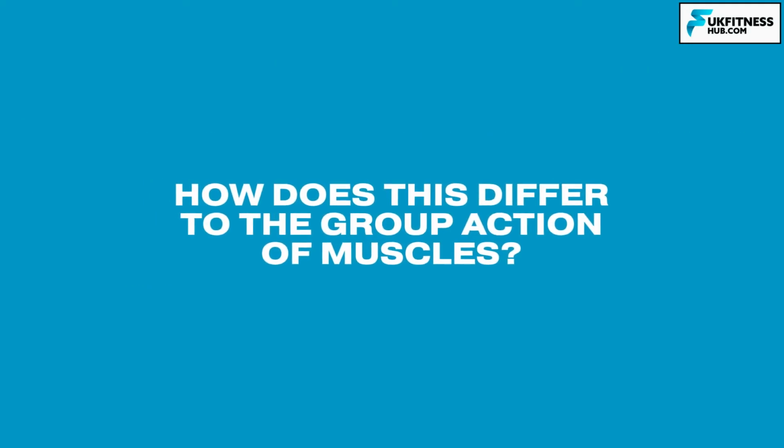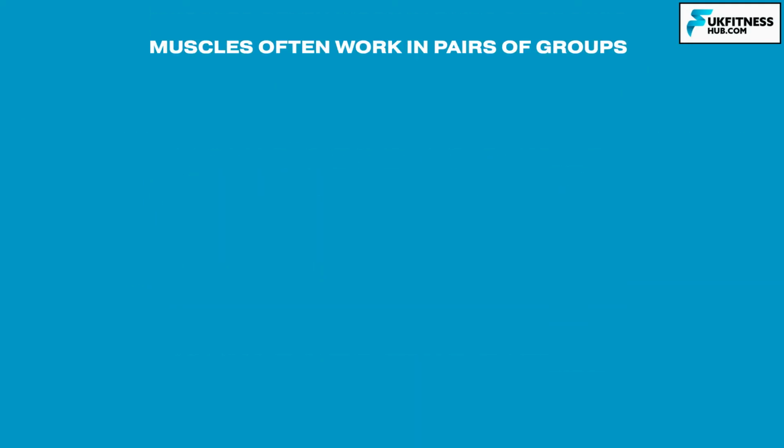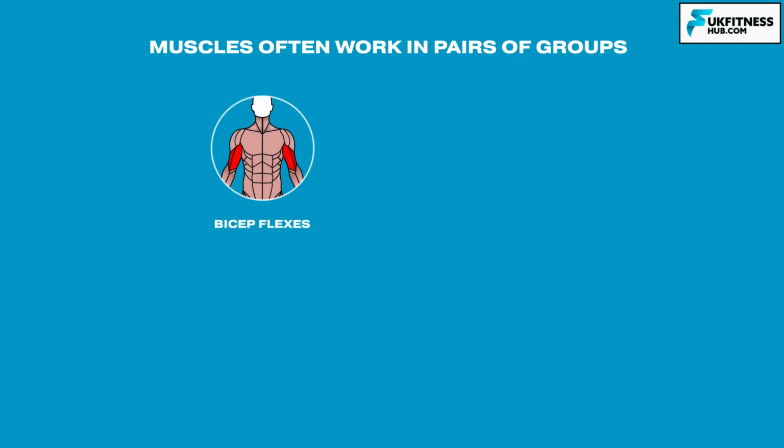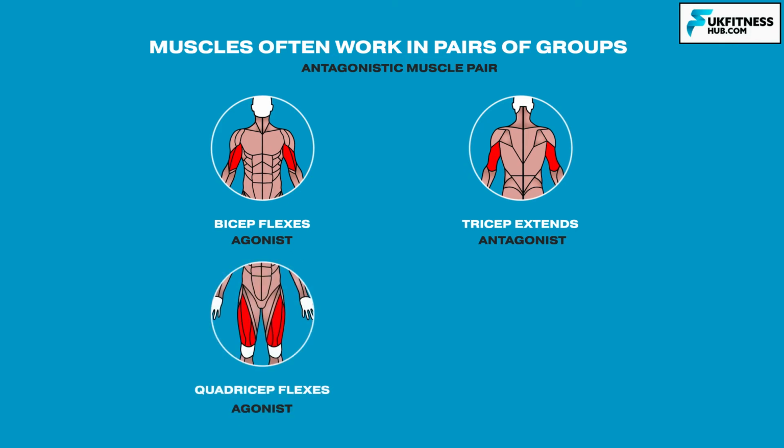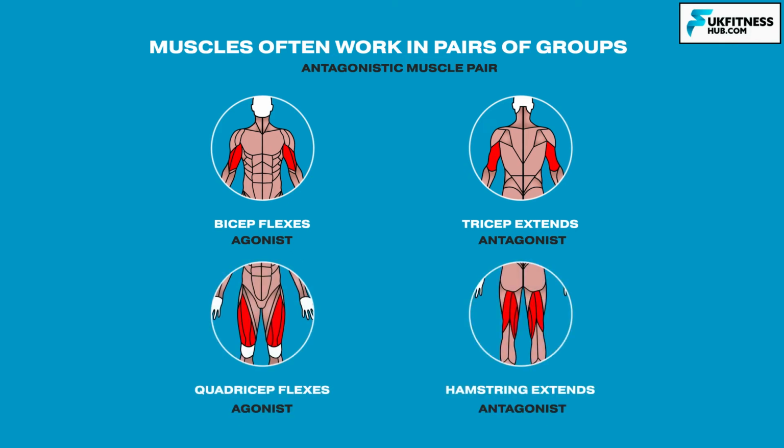How does this differ to the group action of muscles? Muscles often work in pairs of groups. For example, the bicep flexes the elbow and the tricep extends it. This is known as an antagonistic muscle pair. The muscle working is called the prime mover or agonist, and the muscle relaxing is known as the antagonist. Another example would be the quadriceps and hamstrings. The prime mover is helped by other muscles called synergists. These muscles contract at the same time as the prime mover to hold the body in position so the prime mover can work smoothly.